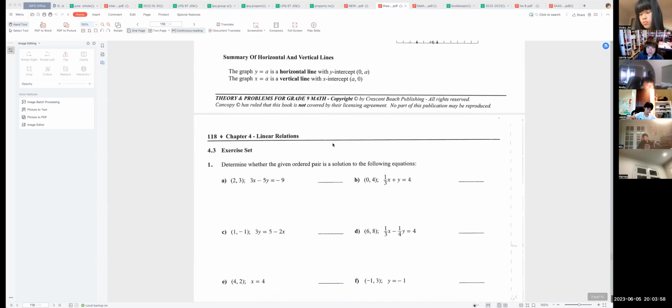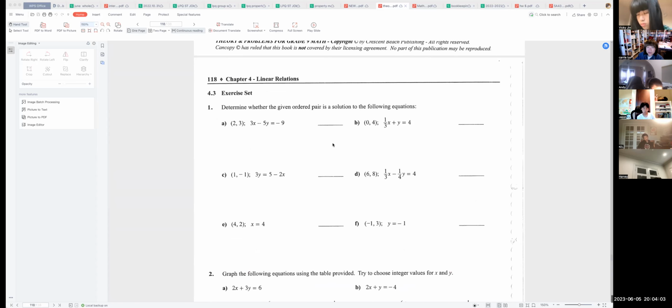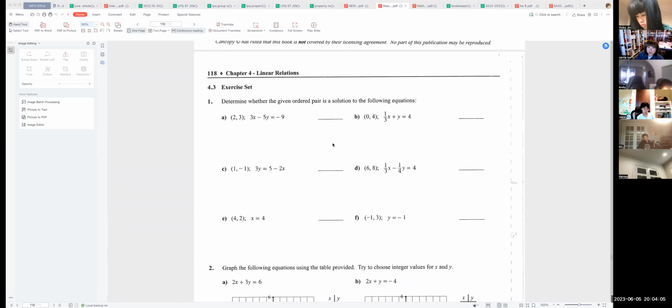Now let's take a look at this one. Determine whether the given ordered pair is a solution of the following equation or not. This homework is super duper easy. This is the value of x, this is the value of y. So 3 times 2 minus 5 times 3 equals negative 9, so you put yes here. For this one, 1 over 3 times 6 minus 8 times 1 over 4 equals 2 minus 2 equals 0, not 4.